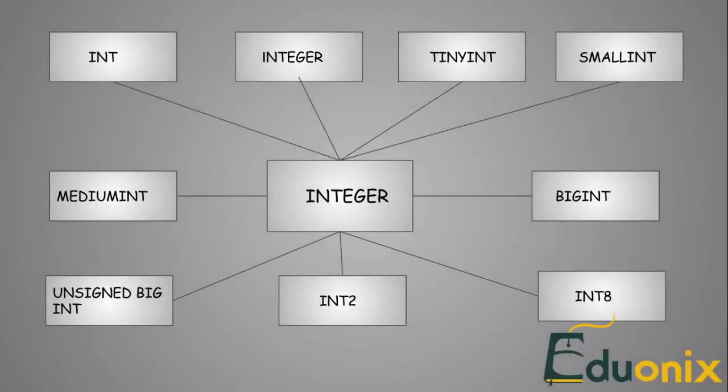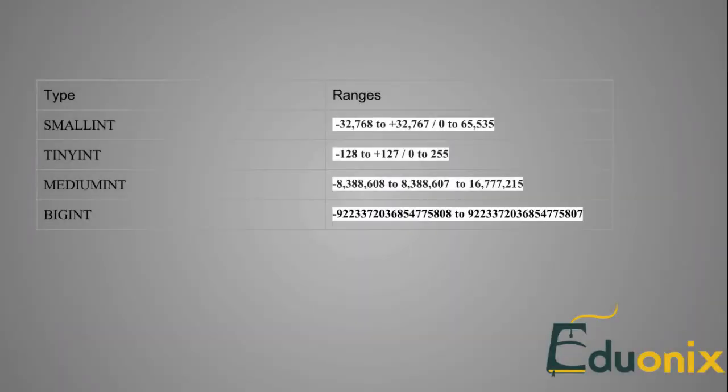Now in the figure we can see that if a column has type integer, it can store int, tiny integer, small integer, medium integer, big integer type of data, it can store unsigned big integer type of data, int2, int8 type of data. In the table we can see the ranges of small int, tiny int, medium int, big int. These are the ranges that have been given in the table for reference purposes.